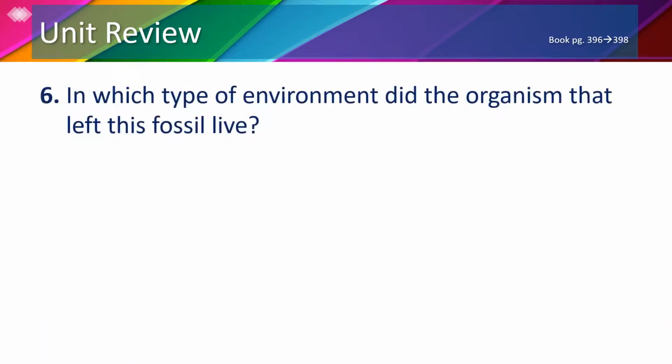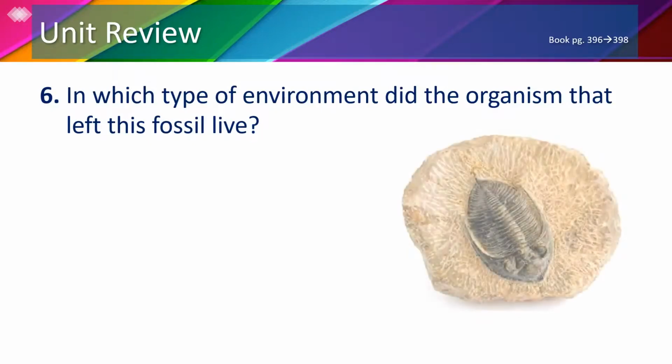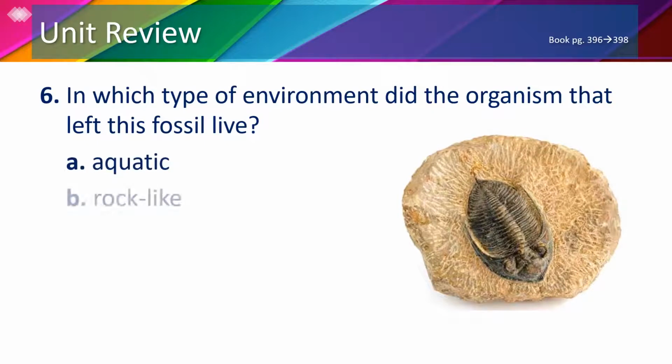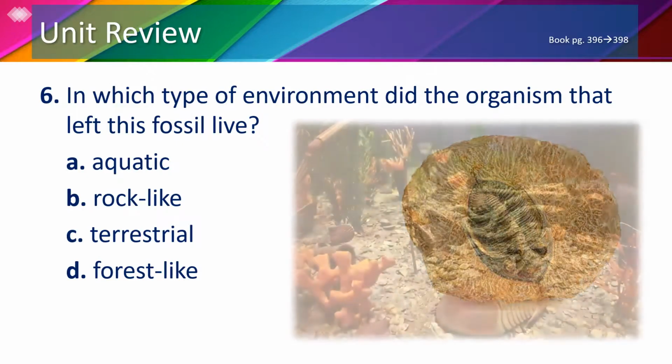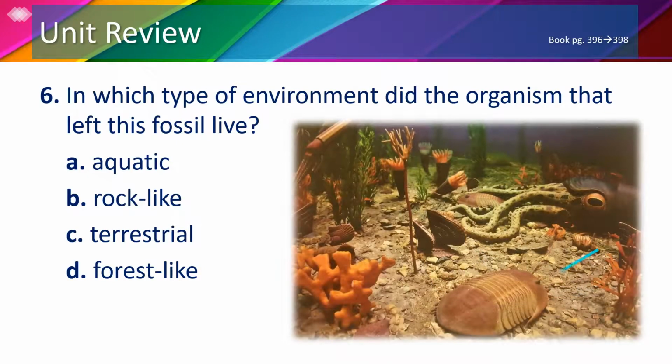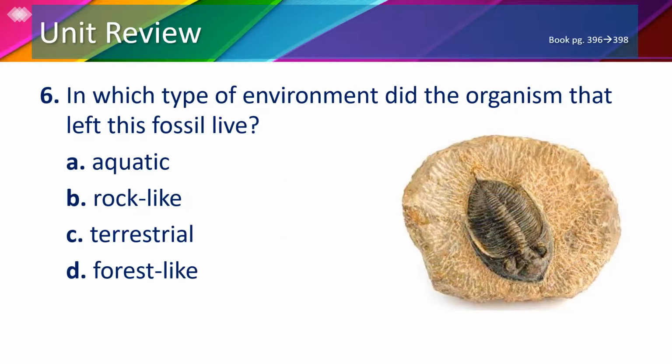Number 6. In which type of environment did the organism that left this fossil live? Is it A, aquatic, B, rock-like, C, terrestrial, or D, forest-like? This is a fossil of a trilobite. If you remember from lesson 1, we saw this organism at the bottom of the ocean here. So since it lives in the ocean, it means the environment is aquatic.